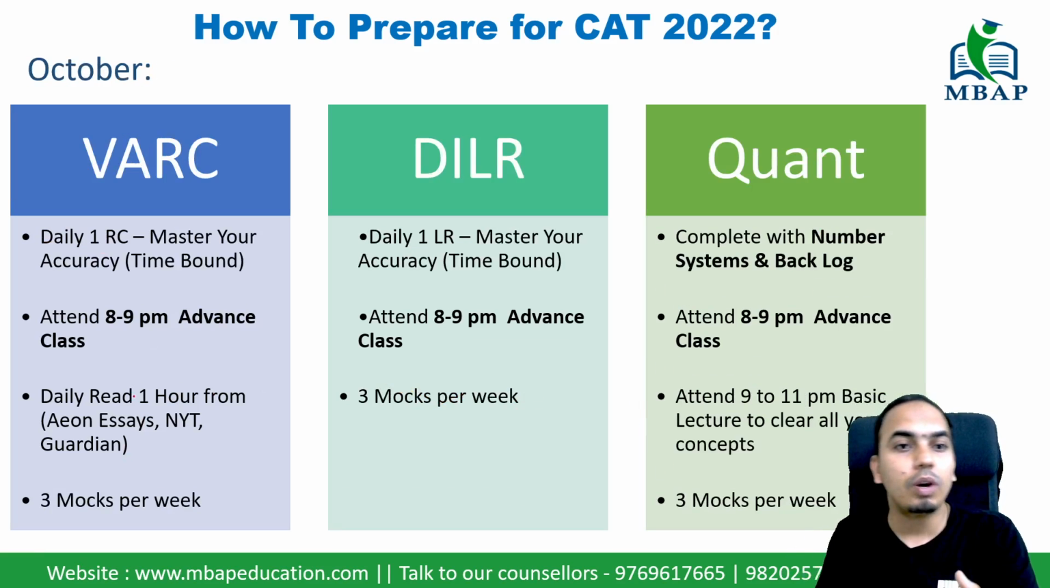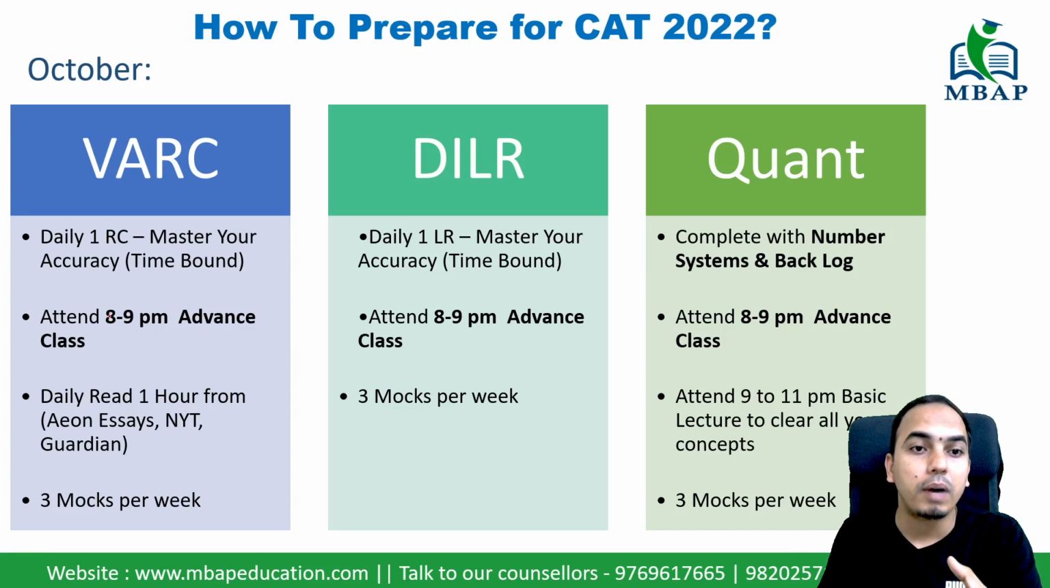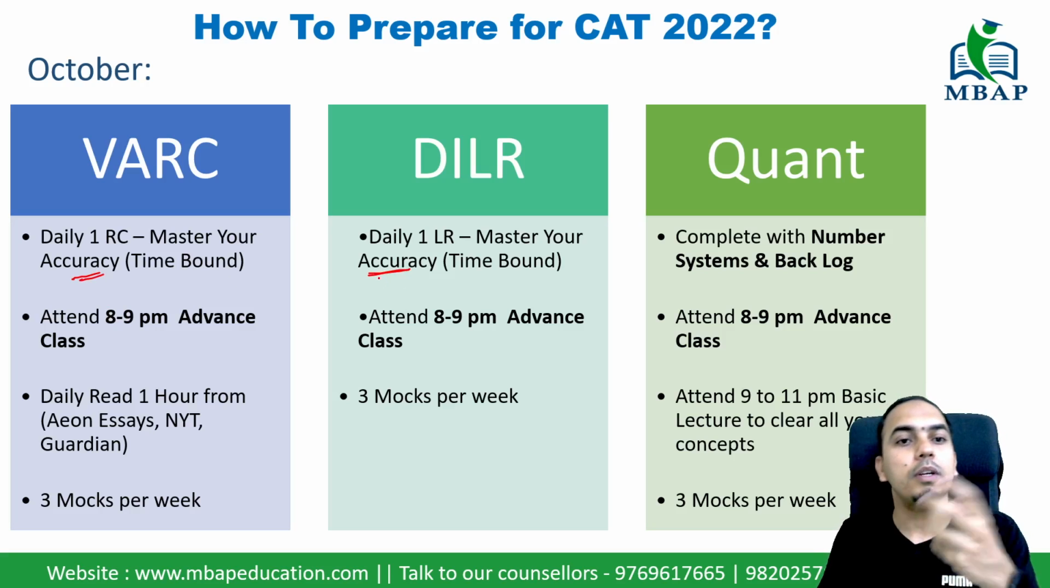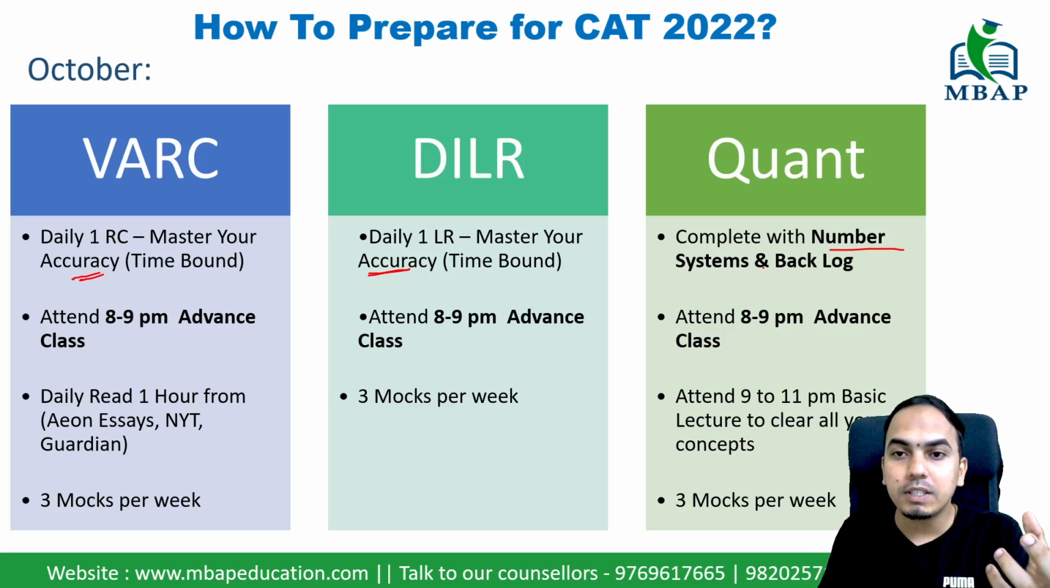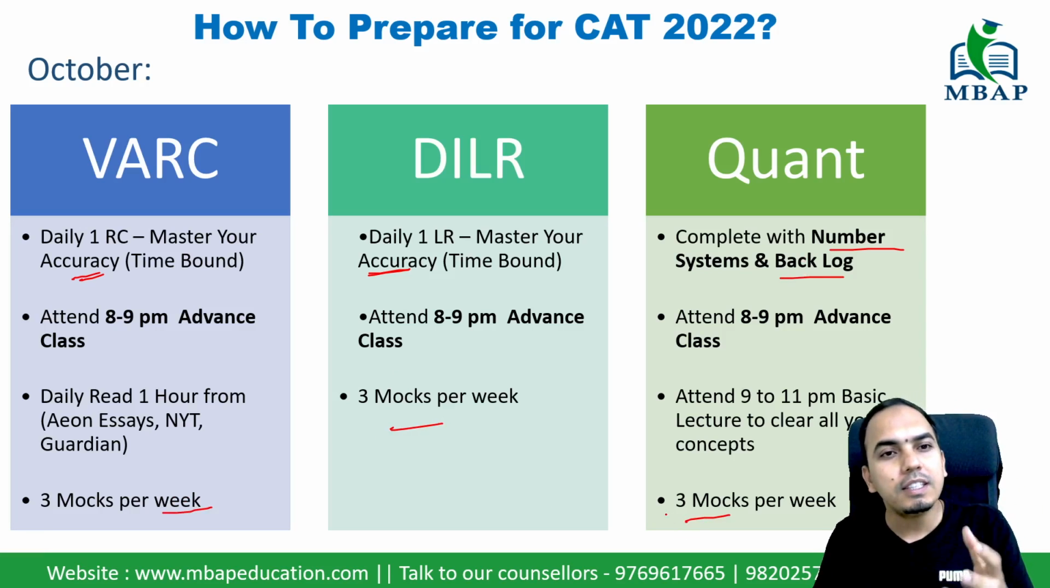Okay, comes the month of October. Again you are mastering accuracy now. Now start focusing on accuracy. Come October, work on accuracy. Okay, clear number systems and whatever backlog remains. Okay, work on 3 mocks per week. Work on all these things, keep fine tuning your things.